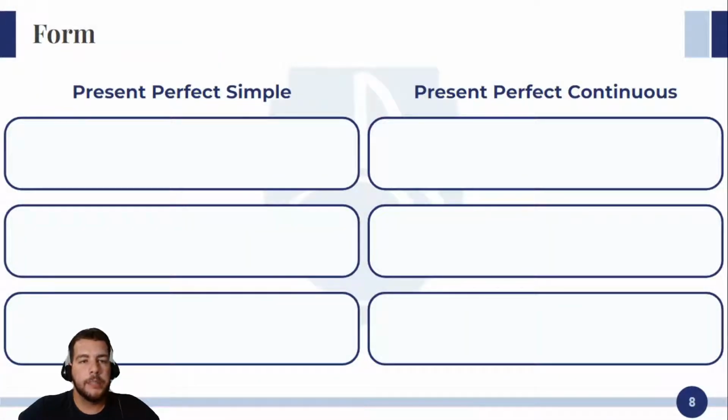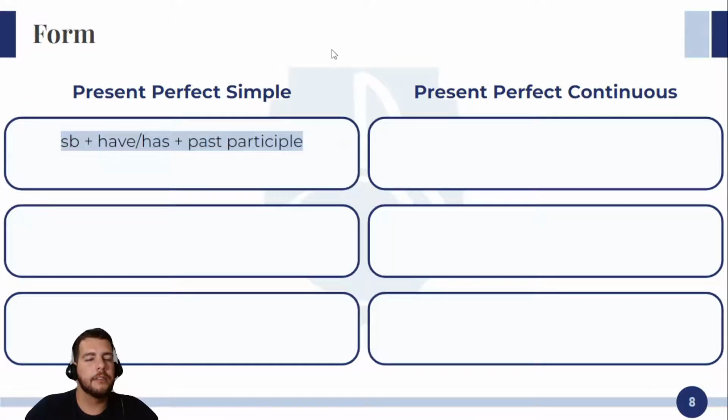For the present perfect simple, we have the subject, have or has, and past participle. If you don't remember what past participle is, for an irregular verb, it's the third column of the table. So the first column is infinitive, second is past simple, and third column is past participle in the case of an irregular verb. And if it's a regular verb, you just add ed to the verb.